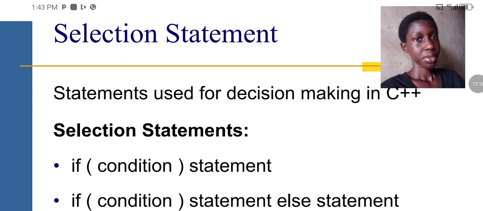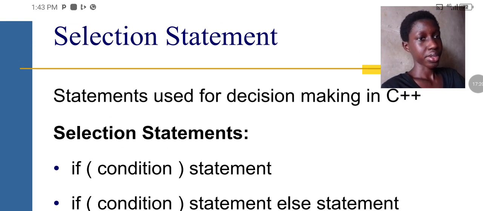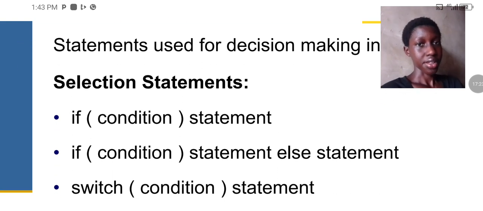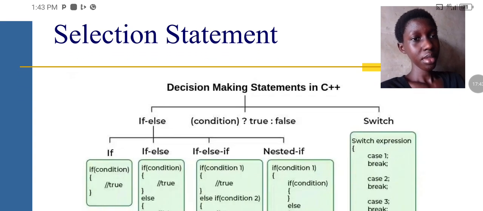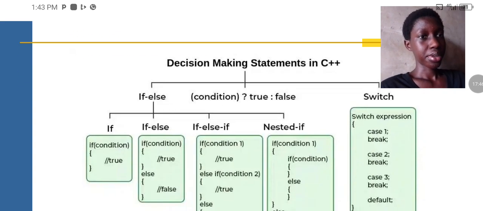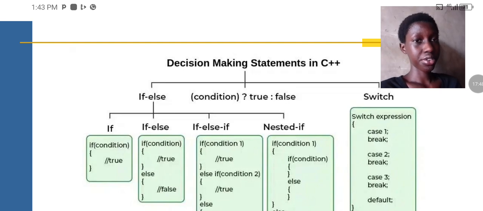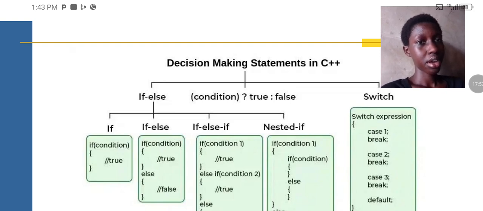Right? So for the selection statements, we say it's used for decision making in C++. That's the if, the condition and the statement, and the else statement, right? Then we also have the switch, then the condition, then the statement. Note, a condition is either an expression or a declaration, right? So this is also a diagram showing the decision-making statement. That's a selection statement. So the if else, the nested if, the switch, and so on and so forth.